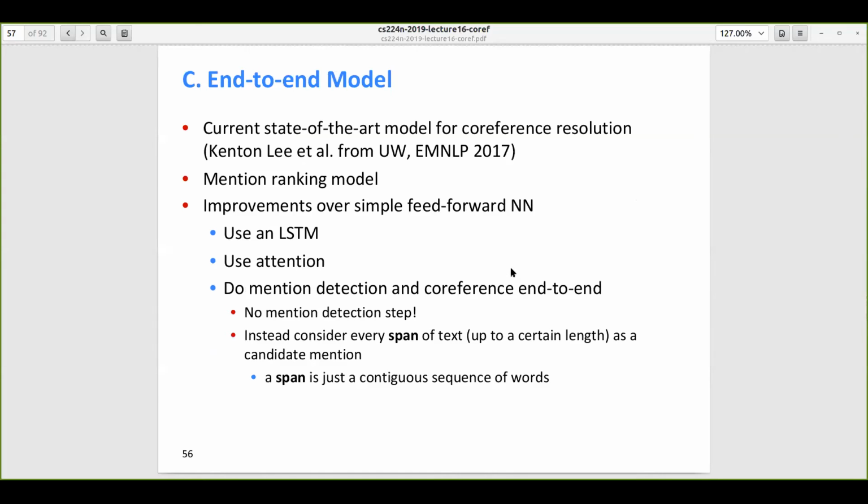So we have seen how a pipeline kind of system is used. Like we have a parts of speech tagger followed by NER, and then several other components. Instead of that, it is possible to have an end-to-end model to do coreference resolution that uses a feed-forward neural network, using LSTM, attention, and something called span.